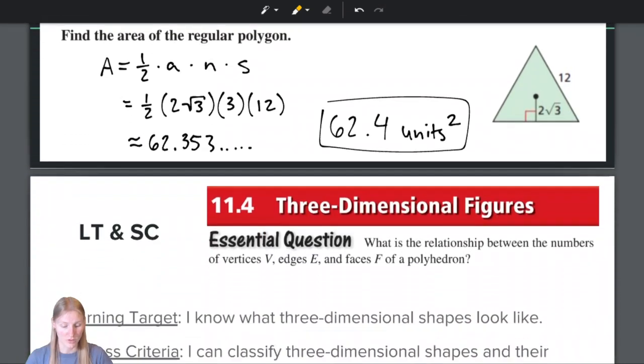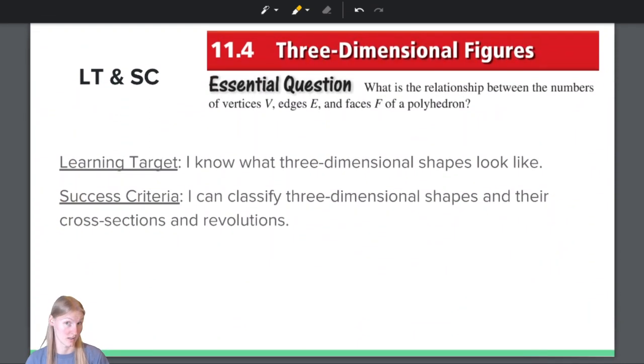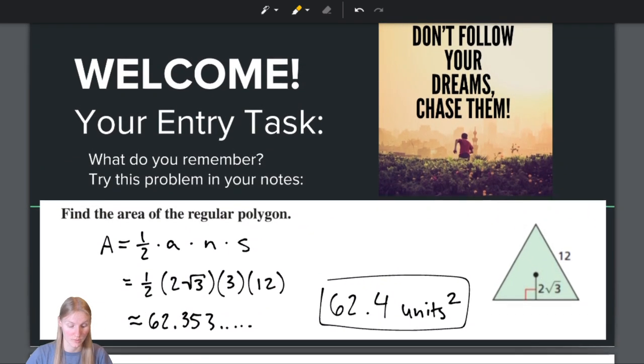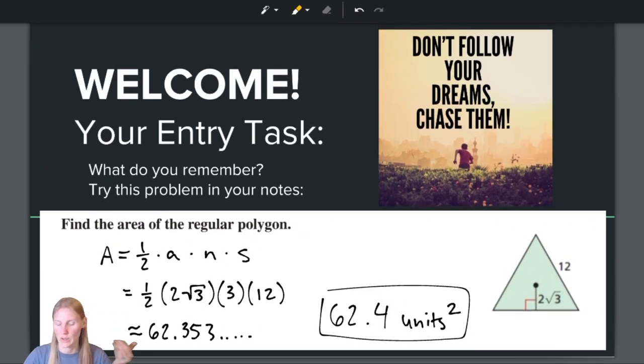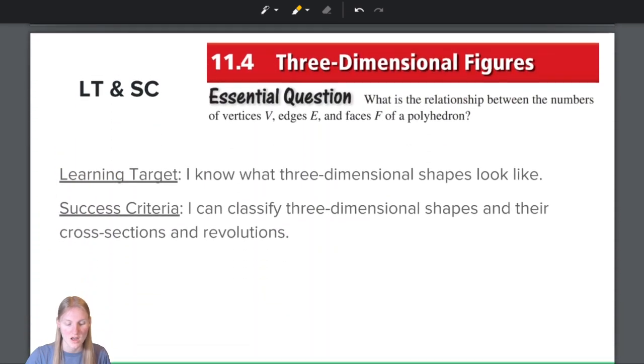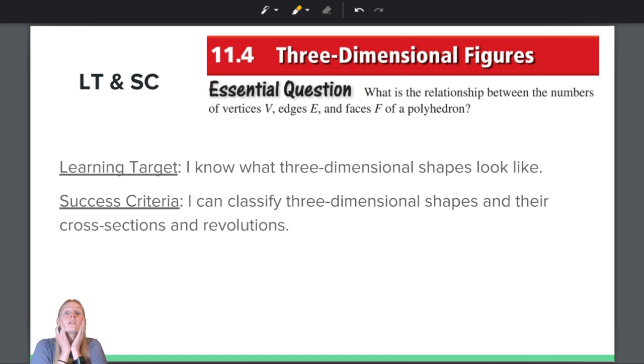Now let's move on to what we have for this video. We will be looking at 11.4, 3-dimensional figures. Ho-ho, area was 2 dimensions. So we learned about circumference, we've learned about area of circles, we've learned about area of polygons, we've looked at 1 and 2 dimensions. Now it's time for 3 dimensions.